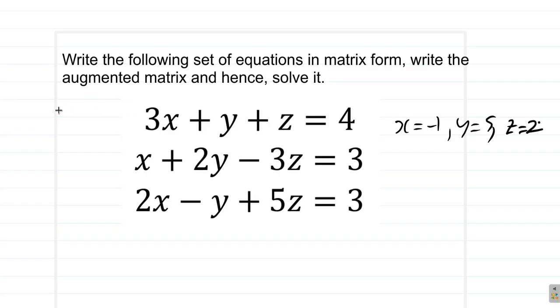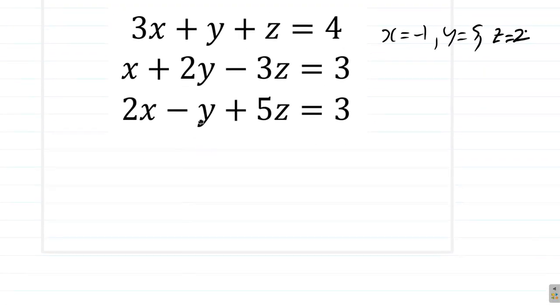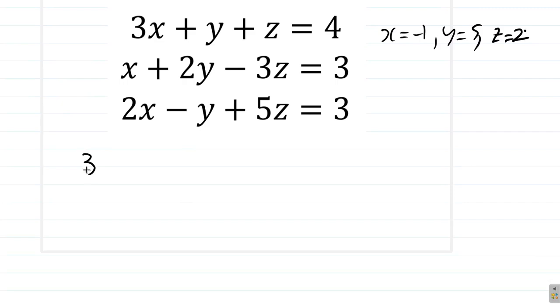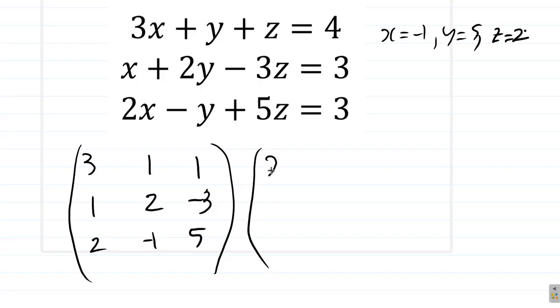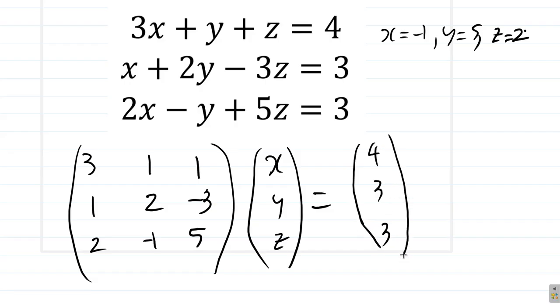Here, you're required to write these equations in matrix form. So it would have 3, 1, 1, 1, 2, -3, 2, -1, 5. Then you have x, y, z equals, and then you'll have 4, 3, 3. Alright? So that is what you'll have when you write them in matrix form.